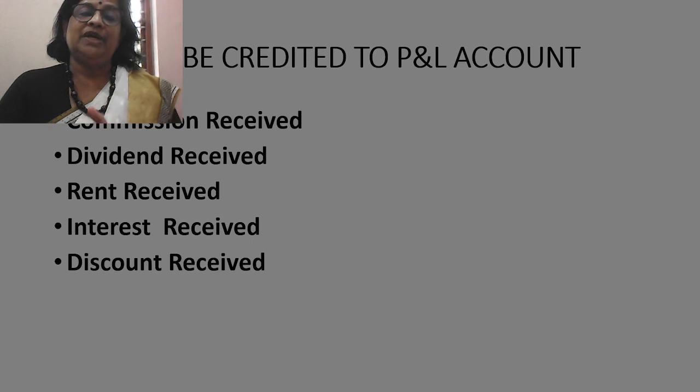Discount received. When you are making prompt payment, that means when you are making your credit payment early, in advance of what is expected, then you will get discount. So this also will be credited to profit and loss account.